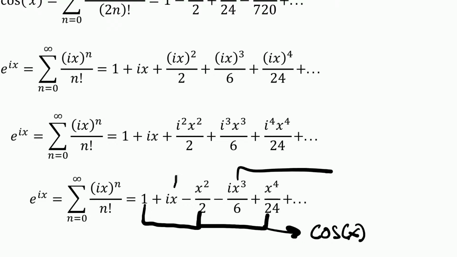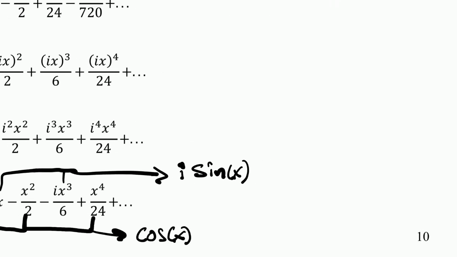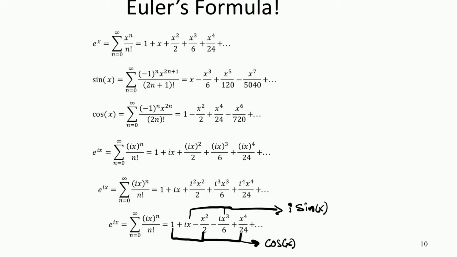The odd terms, you get i times sine. And so what Euler's formula is, and I'm surprised it's not printed here, but here's Euler's formula, and it is e to the ix is equal to cosine of x plus i sine of x.